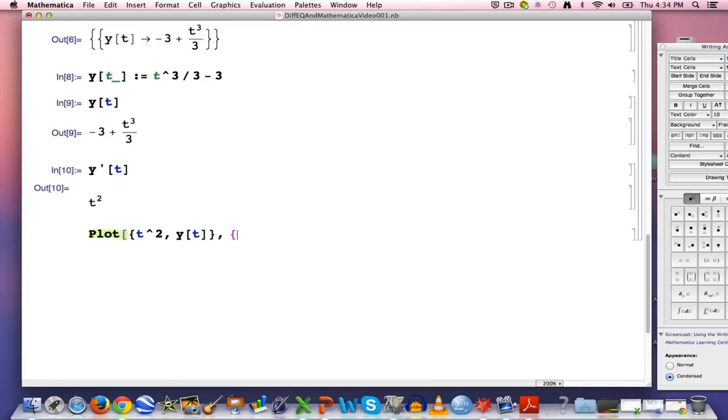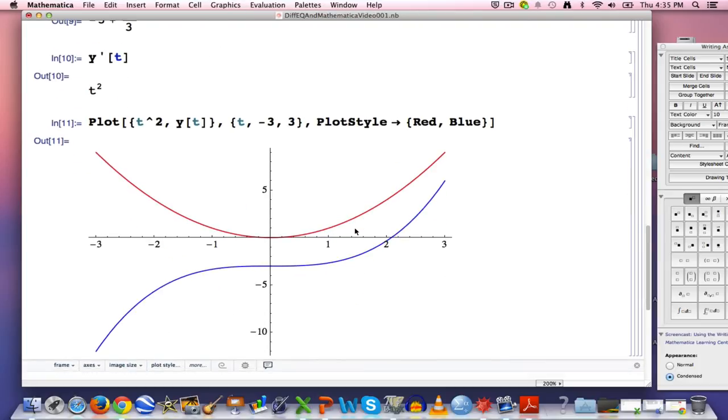And then I can plot this over some interval. I put a comma, and then in a list I put an interval specifying that t goes from one number to some other number. I can pick, say, negative 3 to 3. I like coloring these functions different colors. Another option I can add in here after another comma is something called PlotStyle, capital P, capital S, then type an arrow by typing a minus sign and a greater than sign. I'll make the first one red and the second one blue. So the t squared, the derivative, is red and the y of t, the integral, is going to be blue. There we go. So the derivative of the blue should be the red.